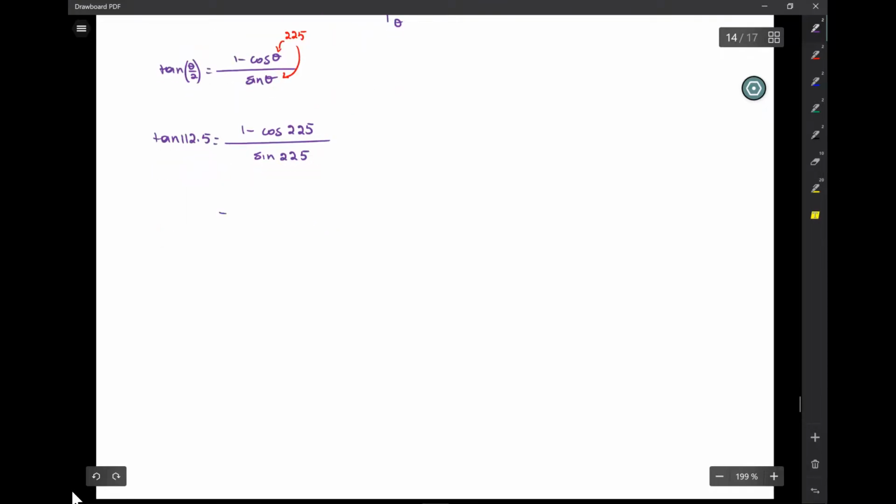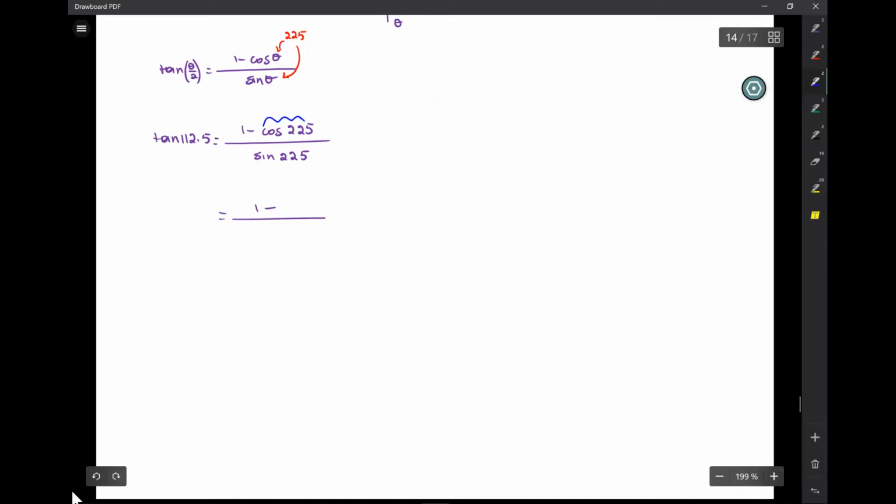Okay, this is 1 minus, let's figure out what cosine of 225 is. Where is 225? Fourth quadrant. Oh no, it's the third quadrant. It's in between 180. What's the reference angle? It's 180, and then you go 45 more. So the reference angle is 45.